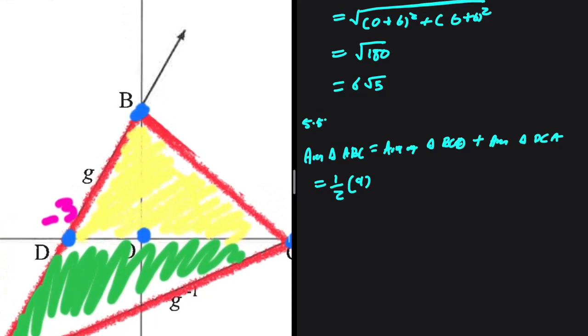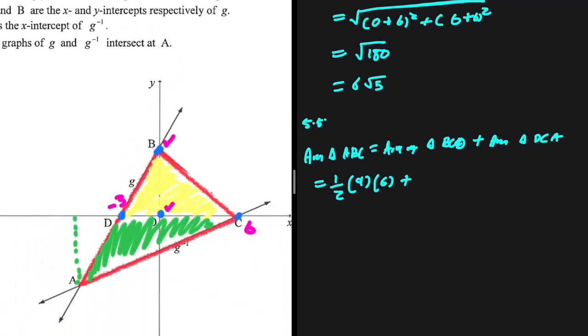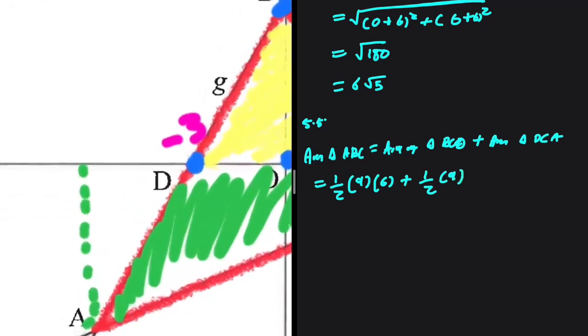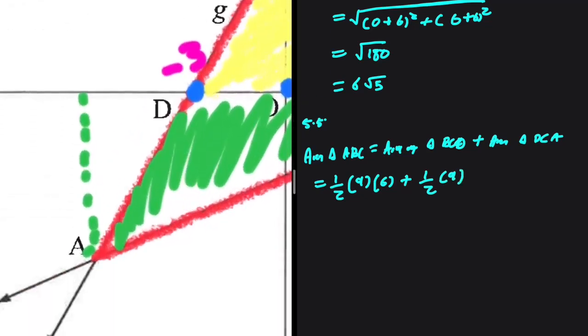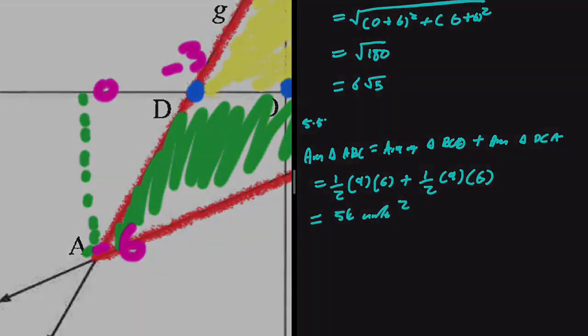And then the height from O to B is 6 units. The y-coordinate of O is 0 and the y-coordinate of B is 6. So we're going to have 9 multiplied by 6 plus the area of triangle DCA. The base is DC. We know that DC is 9 units. And then now let's talk about this height. The y-coordinate of A is minus 6 and the y-coordinate at the x-axis is 0. So that distance should also be equal to 6. This is equal to 54 units squared.